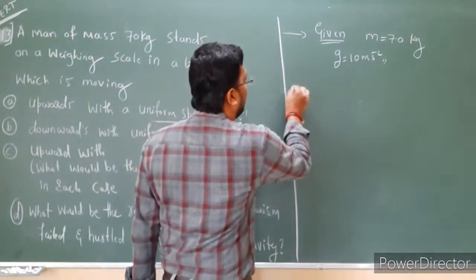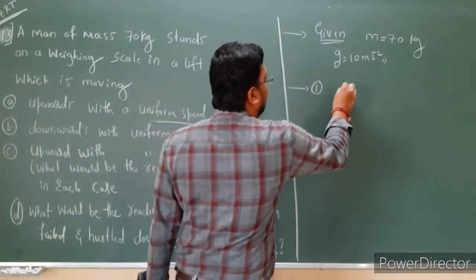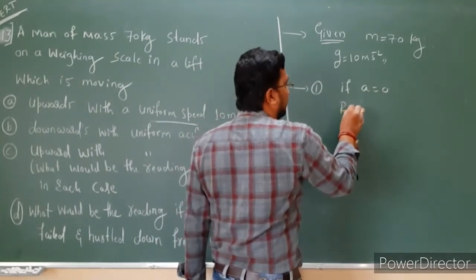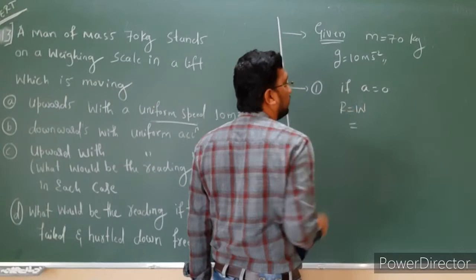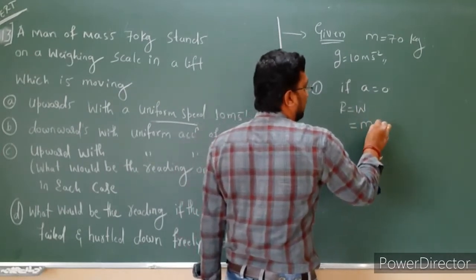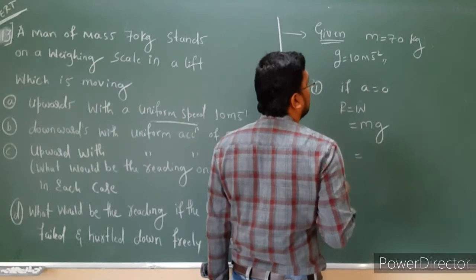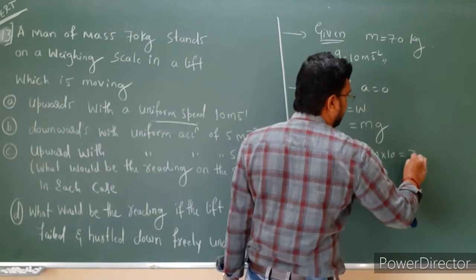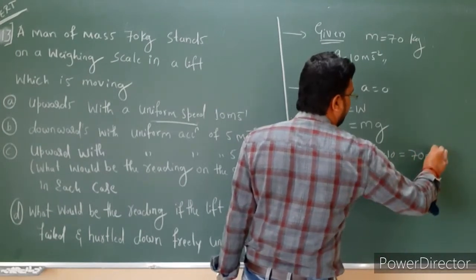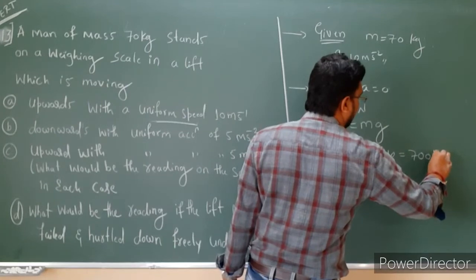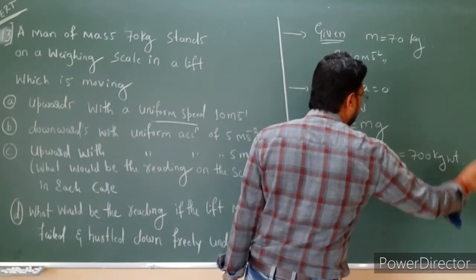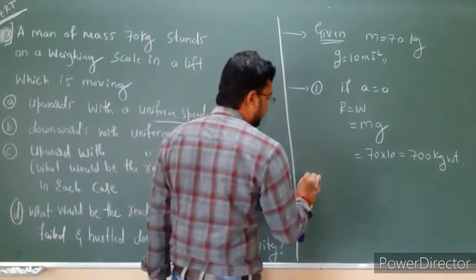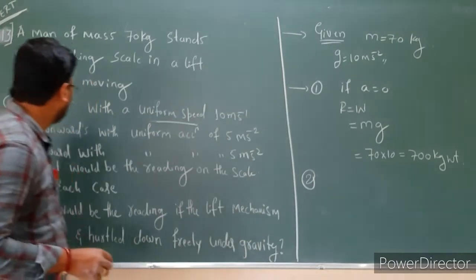If the acceleration is 0, in the first case, then the apparent weight R is equal to W. Then W is nothing but mass into acceleration due to gravity. Here the mass of the person is 70 into acceleration due to gravity 10. This is equal to 700 Newton or 700 kg weight. Okay. The second case. What is the second case here?